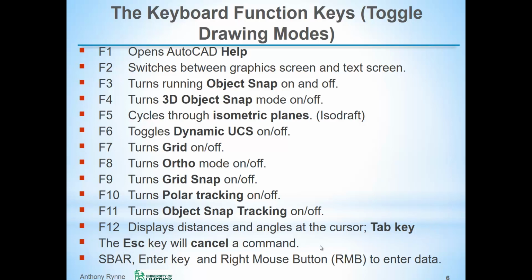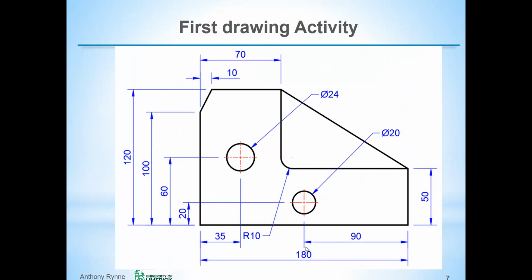If you get stuck in a command, escape will always cancel out of a command, and for entering our information into AutoCAD, you can use the space bar, the enter key, or the right mouse button, and they all function in a similar way. So we'll go on now and look at drawing the outline of the bracket that you see here in AutoCAD.